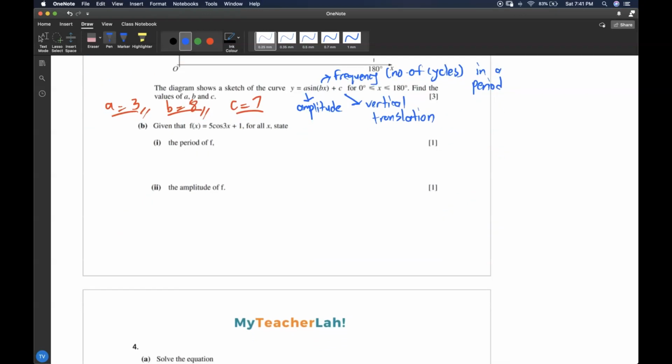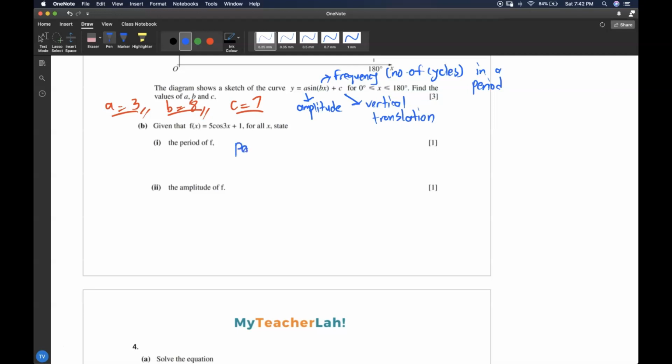Okay, given that f(x) equals 5 cos 3x plus 1, for all x, state the period of f. So this is something that I didn't show earlier. The way that we can actually calculate the period of a function, if there are values given, and this is not a general formula, is this.